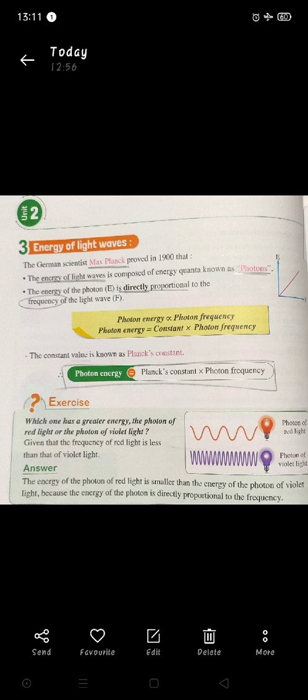If we compare the photon of the red light and the photon of violet light, we can say that the frequency of the red light is less than the frequency of the violet one. So the energy of the photons of the red light is smaller than the energy of the photon of the violet light. This is due to the fact that the energy of the photon is directly proportional to the frequency.